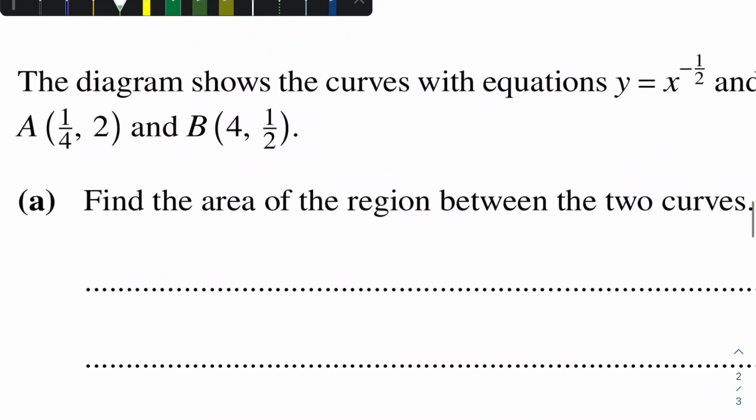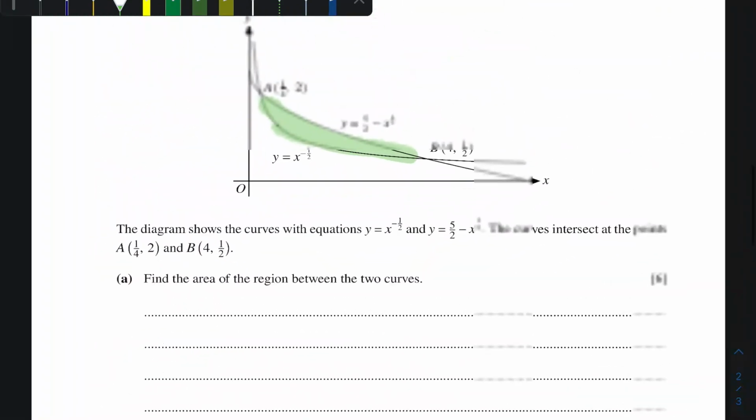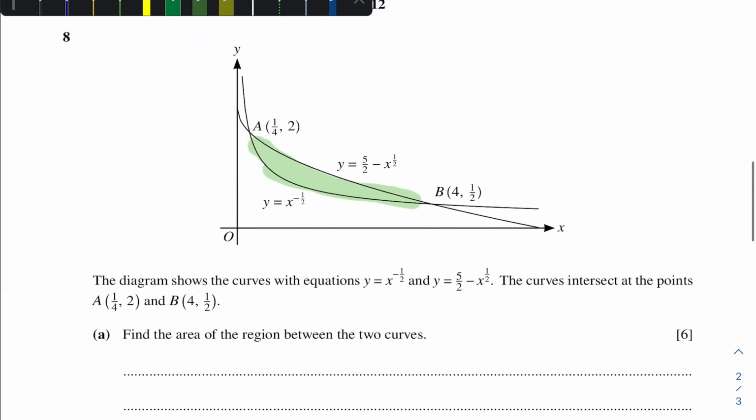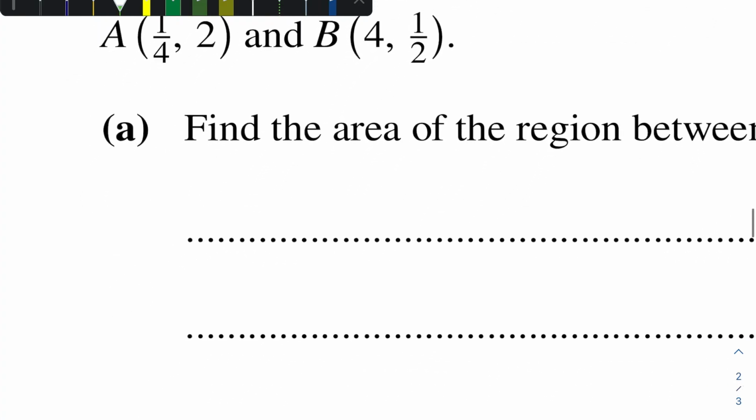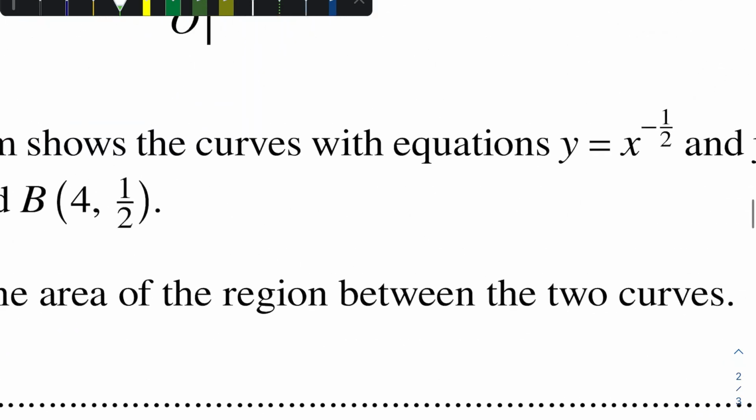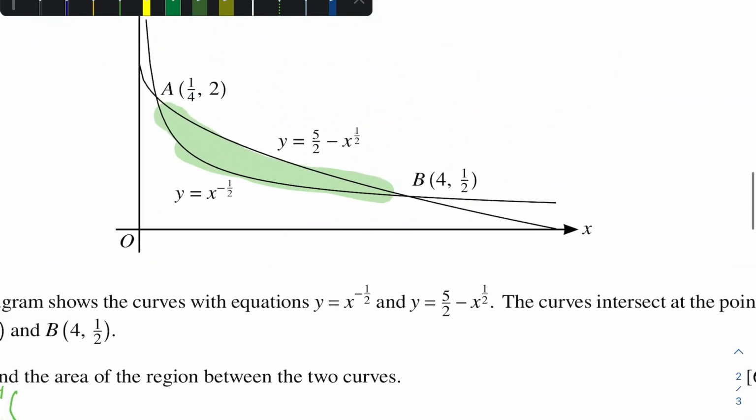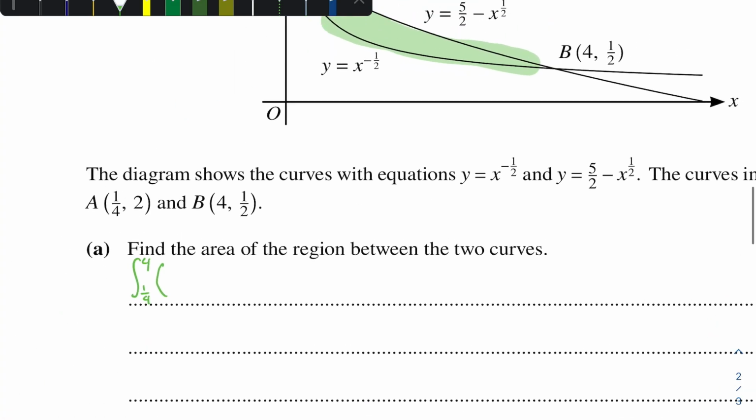So basically, we can just write it down like this. All right. So we see the boundary is here. The x, you see here, the x is 1 over 4, right? And right here, the x is 4. So basically, we can write the integral like this. From 1 over 4 until 4 of the equation. Which one's on the top? The top is this line right here, which is y equals 5 over 2 minus x to the half.